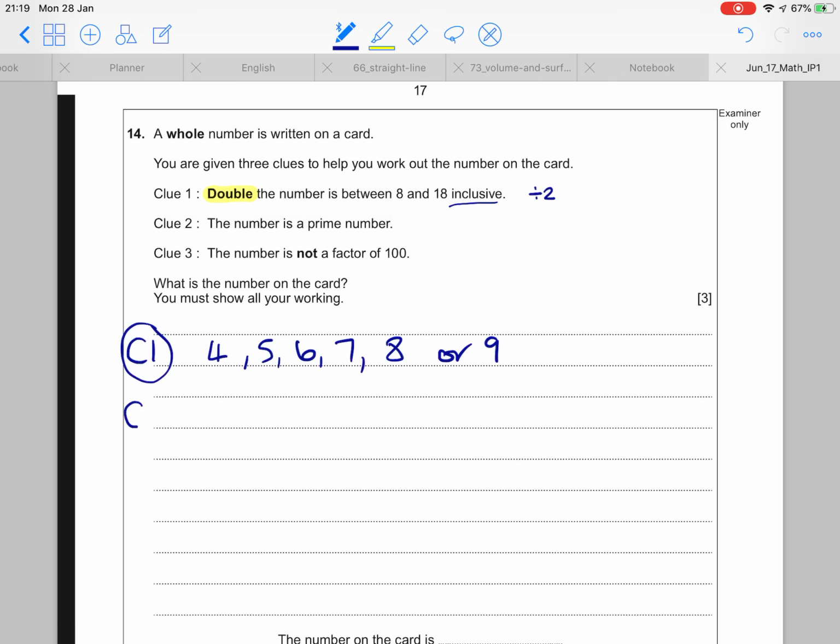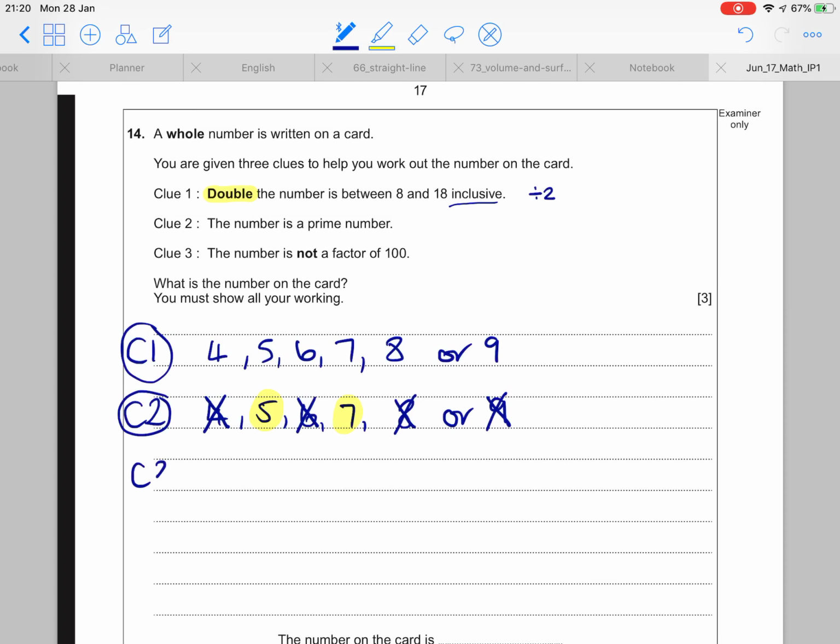Clue 2 tells me that I need to be dealing with prime numbers. Nothing divides into a prime number, so as I think about that list of options, some of the options I can cancel straight away. That's in your 2 times table, that's in your 2 times table, and that's in my 3 times table. So after clue 2, I've only got 5 and 7 left as possible answers.